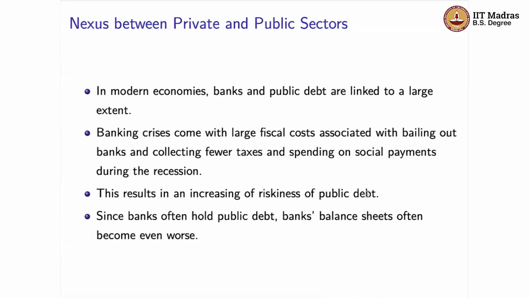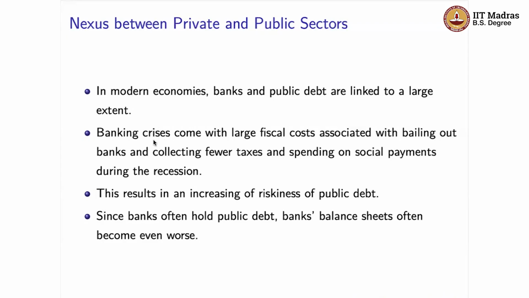And once debt goes up, there arise questions of whether these countries will be able to actually honor their debt, right? So not only does debt go up, the riskiness of the debt goes up, right? Now, this is not the end of the connection. The fact is that banks often hold public debt as part of their balance sheet, right? So these bonds that are issued by government, banks often have them on their balance sheet. And as a result, because the public debt is now more risky, the bank's balance sheet is also now worse. And therefore, this complicates the connection that we have discussed.